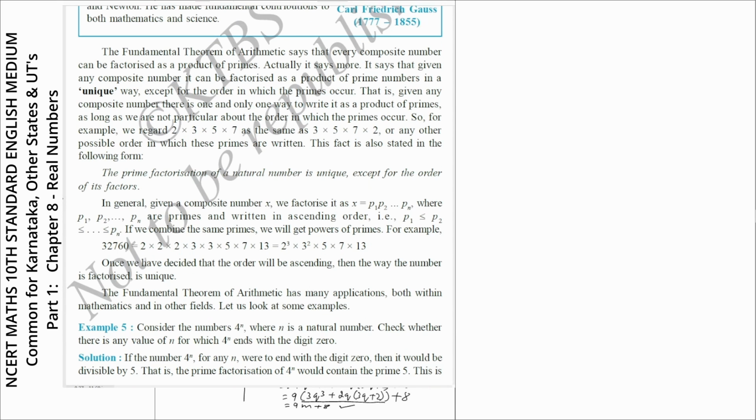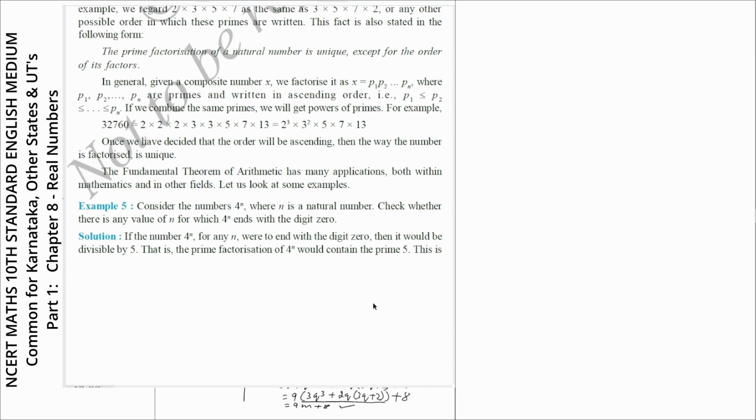In the textbook there is one example, so we will go through that example. Consider a number 4 to the power of n, where n is a natural number. Check whether there is any value of n for which 4 to the power of n ends with the digit 0.